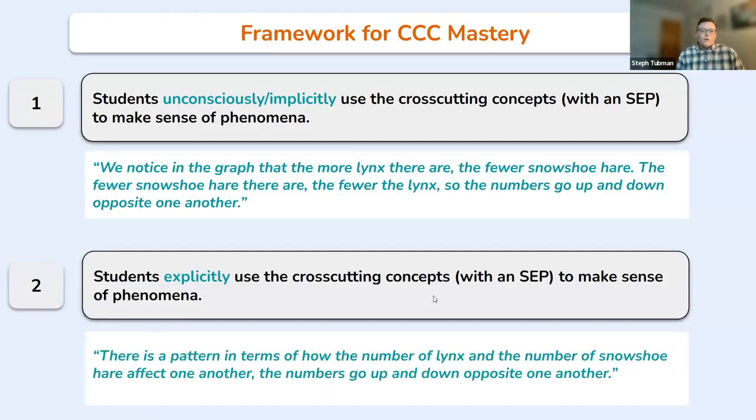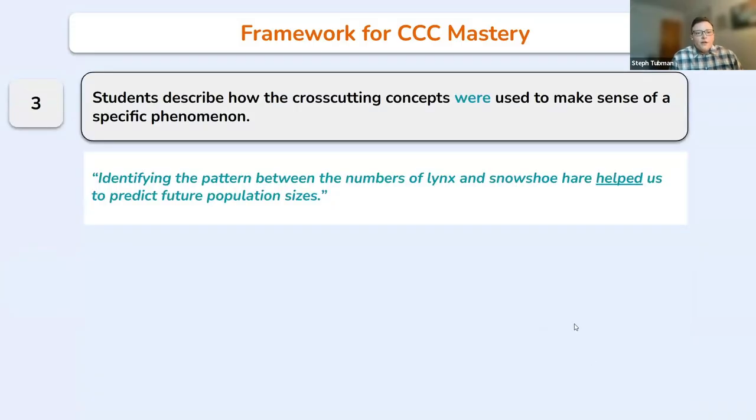In the second stage, students explicitly name the cross-cutting concept to make sense of the phenomenon. So in the same example, they might say, there is a pattern in terms of how the number of lynx and the number of snowshoe hare affect one another. The numbers go up and down opposite one another. You can see where it starts to get a little wordy. We'll talk about tools to help with that. But basically, at this point, the students are naming the CCC.